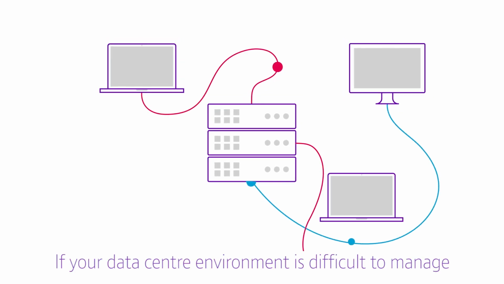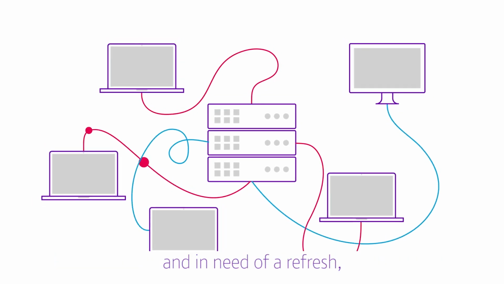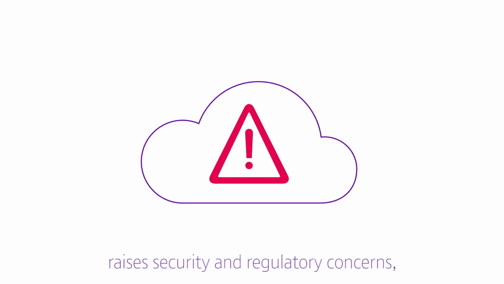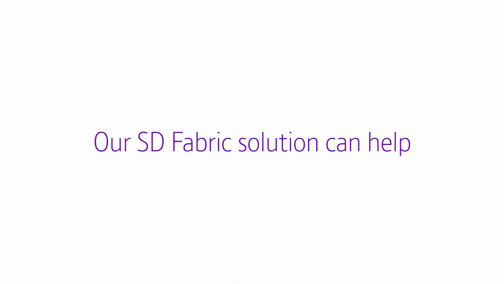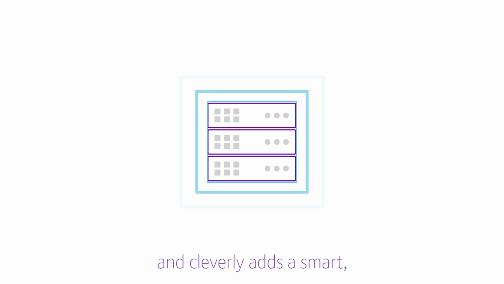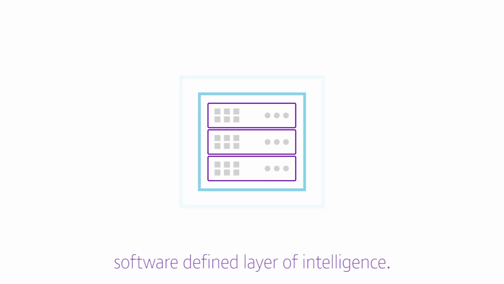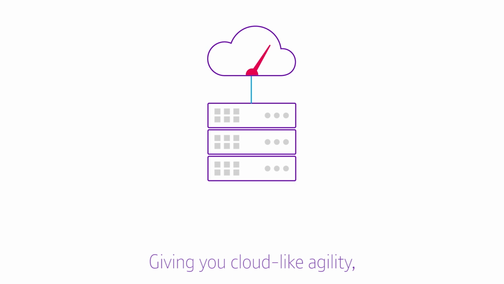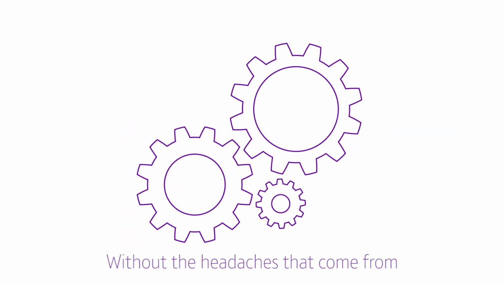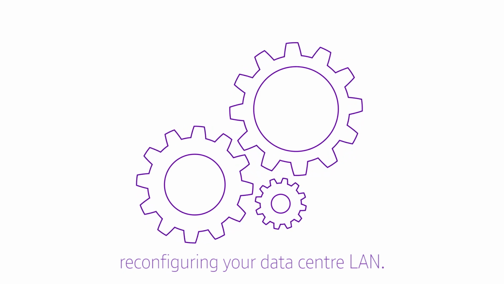If your data center environment is difficult to manage and in need of a refresh, but even the thought of moving your apps to the cloud raises security and regulatory concerns, our SD Fabric solution can help. It lets you keep your private data center and cleverly adds a smart software-defined layer of intelligence, giving you cloud-like agility, better visibility, and more control, without the headaches that come from reconfiguring your data center LAN.